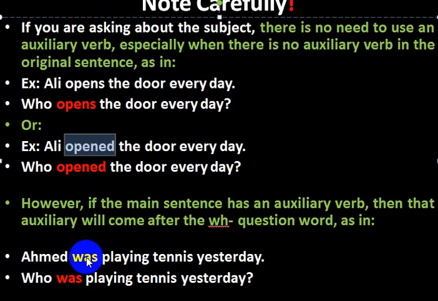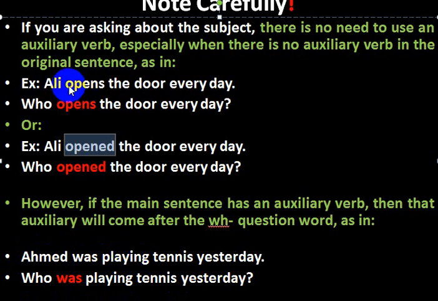So what is the use of the auxiliary verb? The auxiliary verb usually is used in order to make questions, to make negation, and also to reflect aspects. Here we have the ing aspect, continuous. So I say, who was playing tennis. Why do I use here an auxiliary verb and I'm asking about the subject? Because the verb consists of two parts: auxiliary verb plus the main verb.